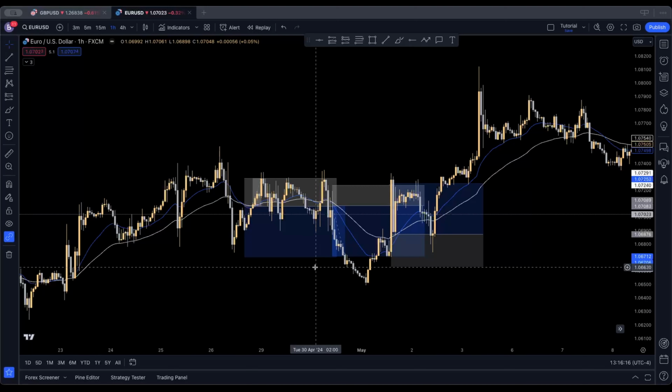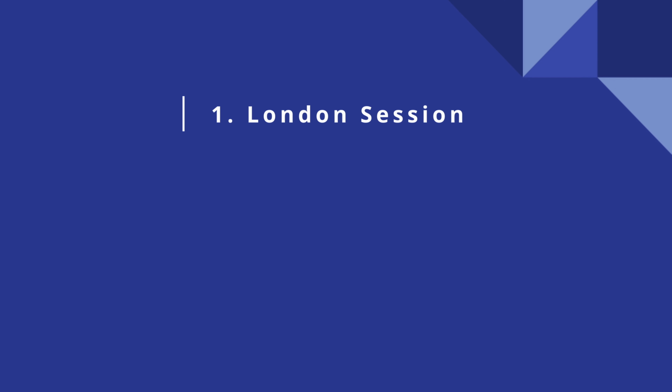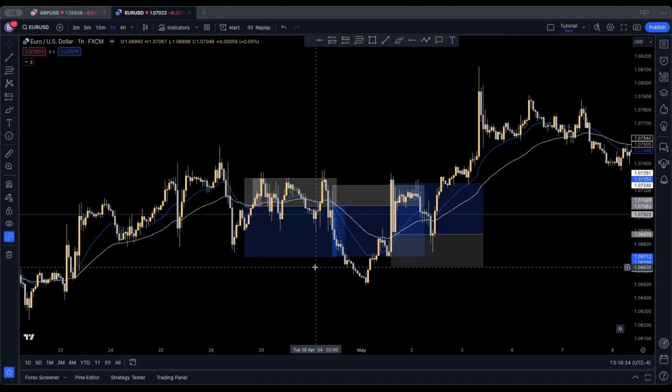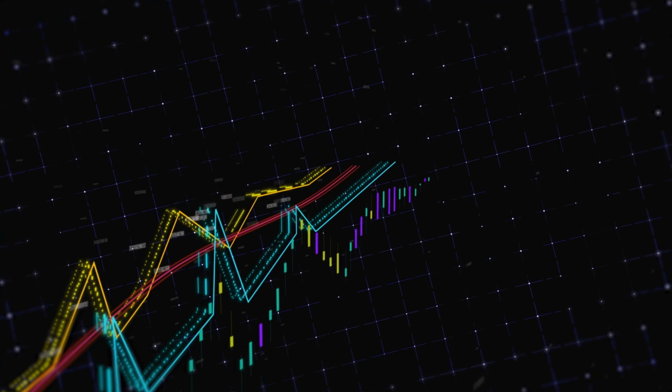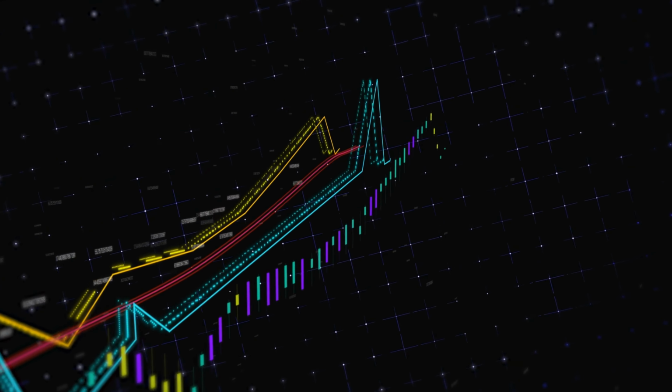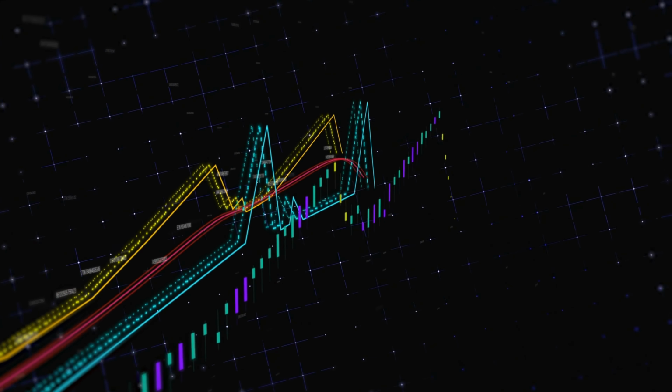Why does this happen, and why is it important? We have different trading sessions, the London session, the US session, and the Asian session. Each session has different levels of volatility. For example, in the London and US sessions, the volatility is quite high. In the Asian session, the market often consolidates. So this is very important for backtesting.